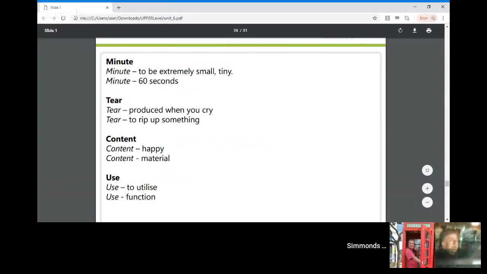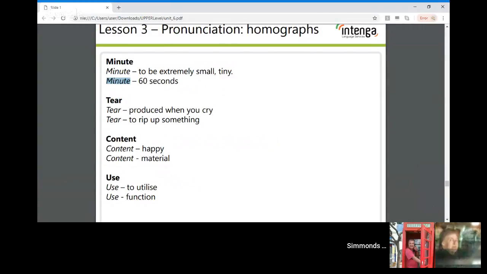So that's basically it. When you say I have 10 minutes left in class, that's like 60 seconds times 10. So minute and minute, the intonation is just a little bit different here. Bob, what's something that is minute in your opinion? Minute, to be extremely small, tiny.